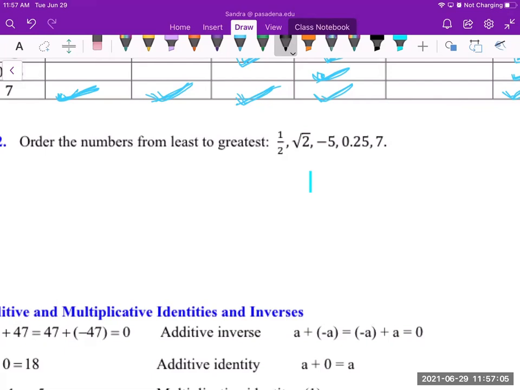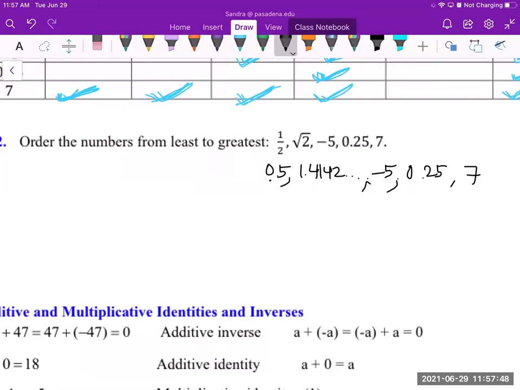So then I can change the 1/2 as 0.5. And then I can write the square root of 2 into the calculator, and I can see that the square root of 2 represents about 1.4142, and then I have a lot more decimals. And then I'm going to keep the -5 the way it is. And then I have the 0.25. And then I have the 7. Okay, from here, I'm going to decide which one's the smallest number.